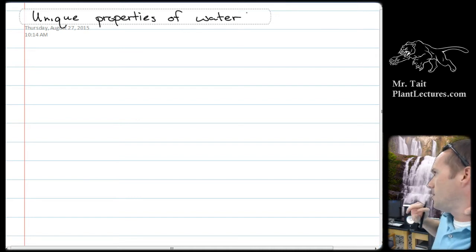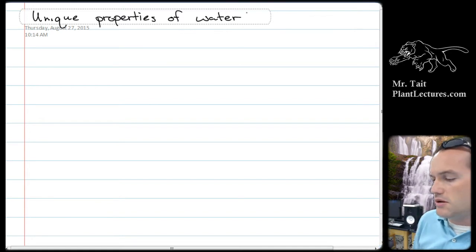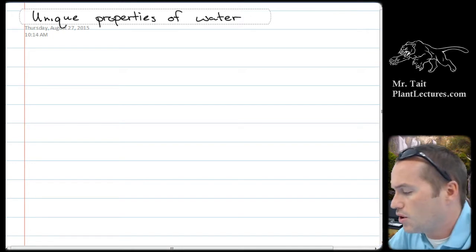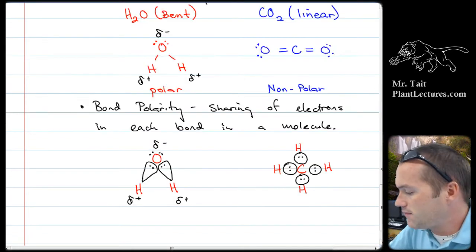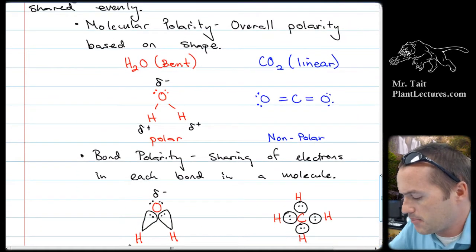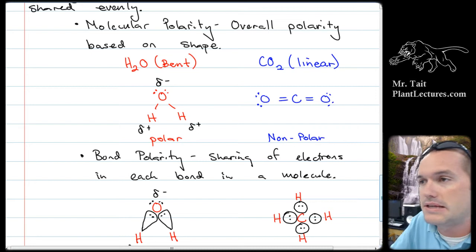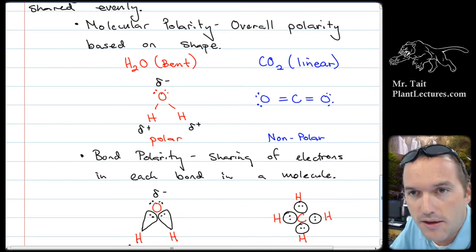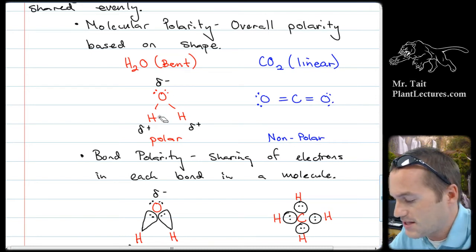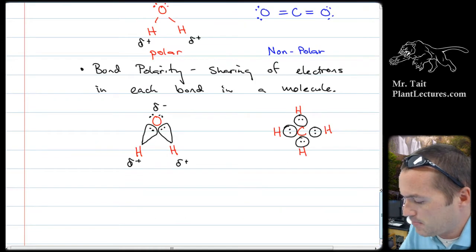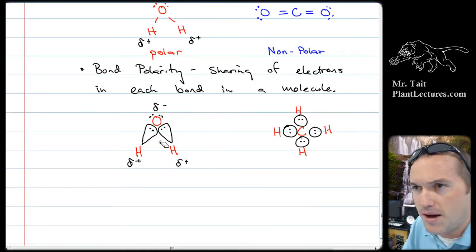So, the first thing we probably need to do when we talk about unique properties of water is we got to go back and talk about why water has unique properties. At the end of yesterday's notes, we talked about polarity, right? Molecular polarity and bond polarity. And if you notice, we used water as the example for both types of polarity, both molecular polarity in that it's a bent shape, and bond polarity down here in that each of the bonds is polar.